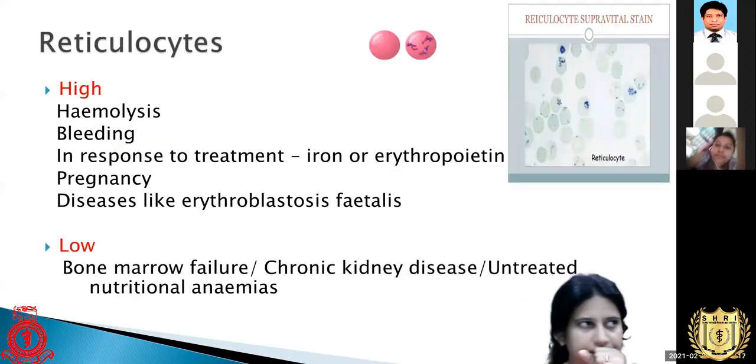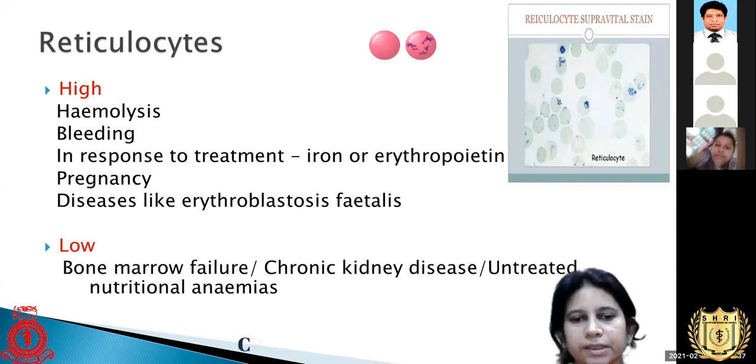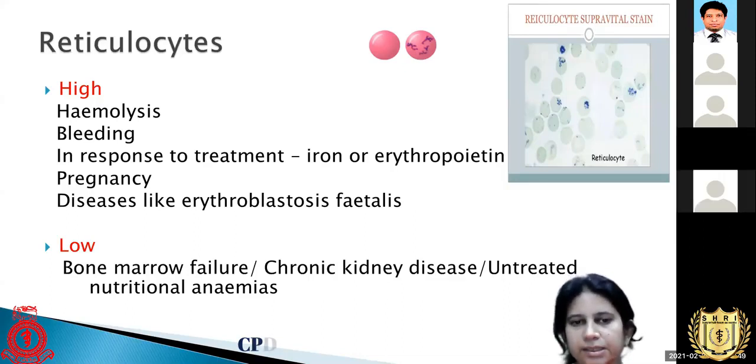So reticulocytes. These are the reticulocytes. When you see under the microscope, it is bluish in color. They are high in hemolysis, bleeding, in response to treatment, iron or erythropoietin, and if it's high in pregnancy and diseases like erythroblastosis fetalis. So increased production, overproduction of NRBCs, release reticulocytes into the circulation. And this is low in bone marrow failure, CKD, untreated anemias.